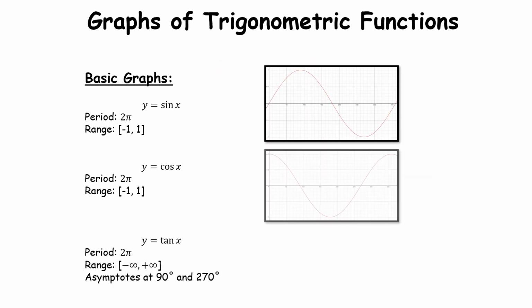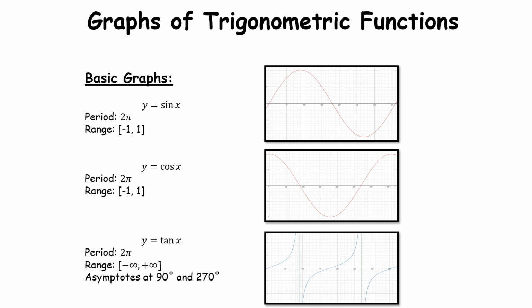So here are our graphs, and we have sine, cos, and tan. Our periods are all 2 pi. Our range for sine and cos is -1 to 1, and for tan it is -infinity to +infinity. And we have our asymptotes here as well on tan at 90 and 270. That means that there are no values for tan at 90 or tan at 270. If you throw that in your calculator, what you're going to get out of it is an error.